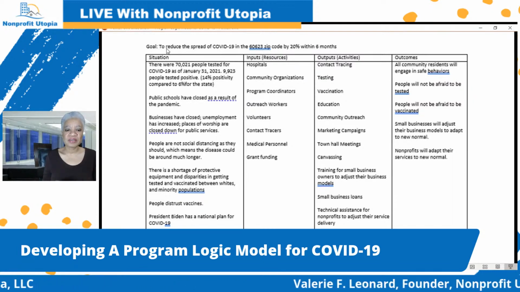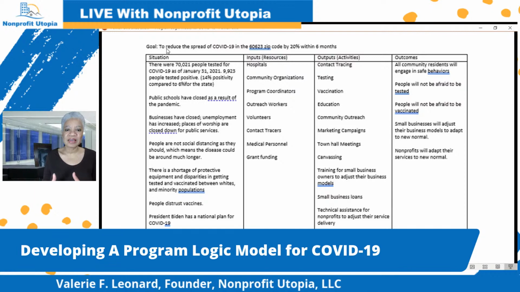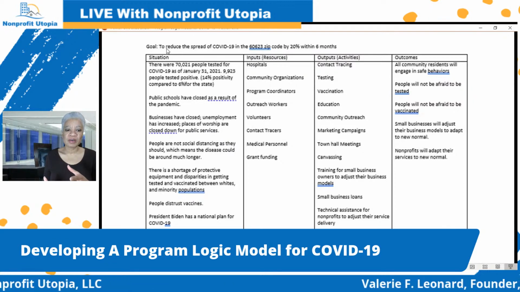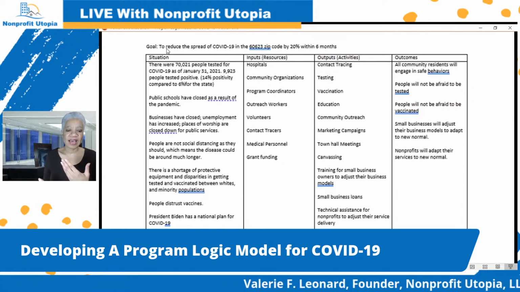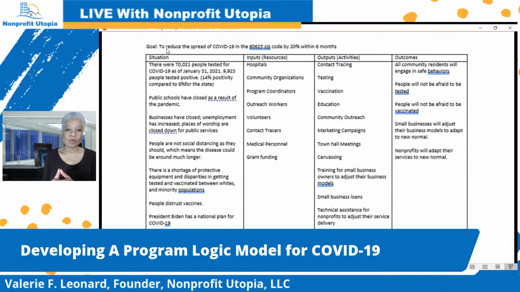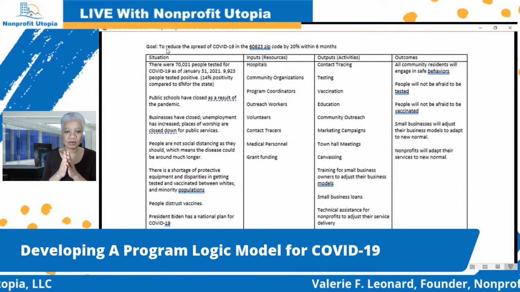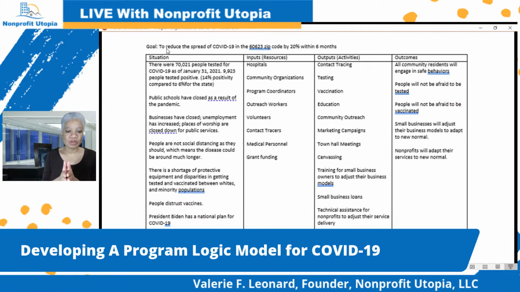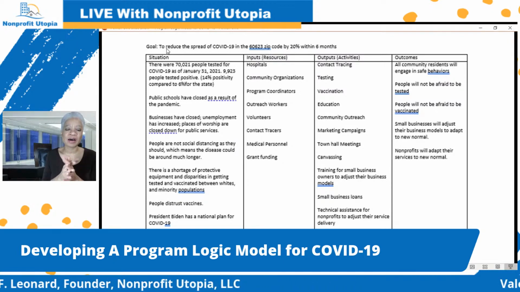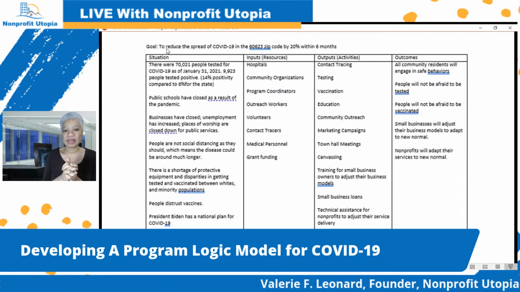Schools have closed, businesses have closed, people are losing jobs, people are not socially distancing as much as they should. There's a shortage of vaccinations, shortage of protective equipment. People don't trust vaccines. President Biden has a national plan for COVID-19 that will help us address these issues on a national level and also make sure that there are resources trickling down to the community level. And he's working on a $900 billion stimulus package and negotiating that in Congress.